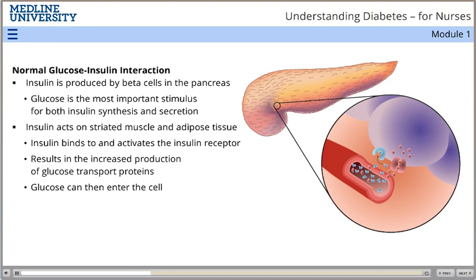When glucose is ingested, it is taken up by the pancreatic beta cells via an independent glucose transporter. This means that the transporter does not need the assistance of another molecule, like insulin, to transport glucose into the cell.